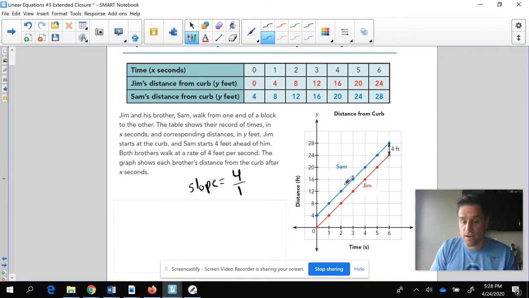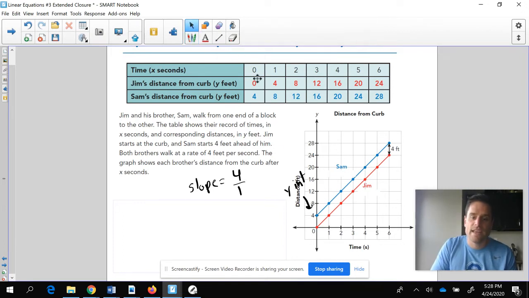But Sam gets a head start. Doesn't Sam start at 4? And this is where it intercepts the y-axis, so it's also called the y-intercept. And so Sam already starts at 4. So his equation is y equals 4x. Y is 4 times bigger than x. But then we're going to add 4 because he already starts at the y-intercept, which is 4. Jim is just y equals 4x because he's already going up 4 over 1.